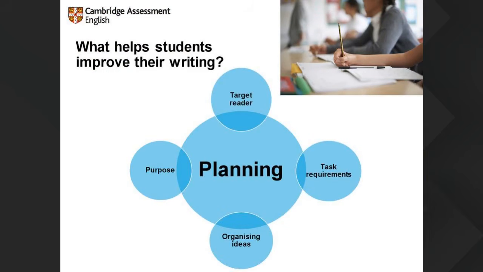Planning. Things to bear in mind with planning. Go ahead. No, you go, Victoria. Bearing in mind the target reader, because this is going to affect everything. Also, task requirements, which include content points, type of text, number of words. Also, the reason why we are writing, if it's to give information, to entertain, to persuade.